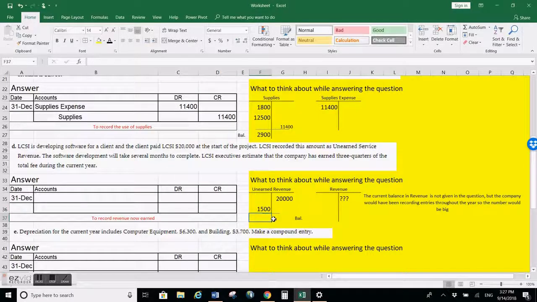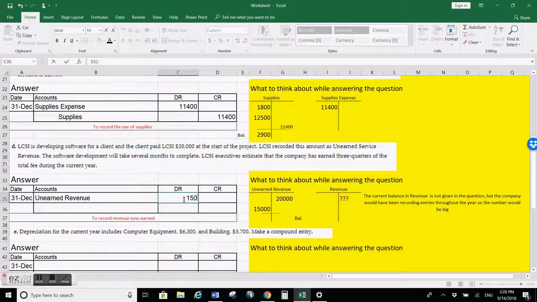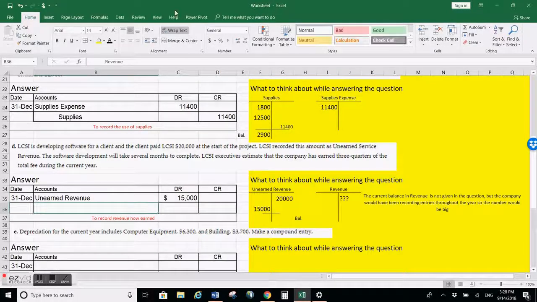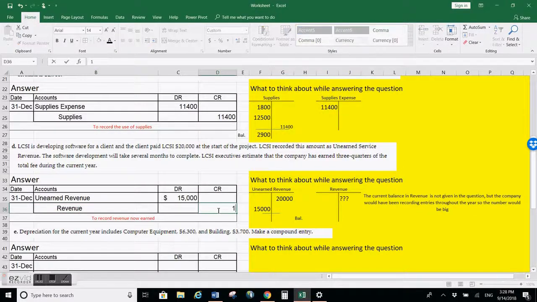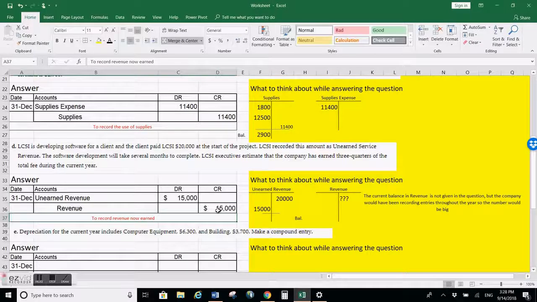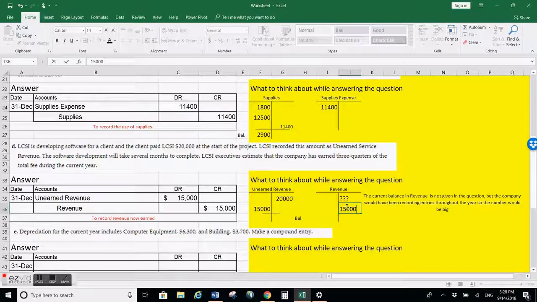That gives us $15,000. So we're going to want to debit $15,000 out of unearned revenue because we've earned it. And then our credit is to our revenue account because that's how much we've actually earned: the value of goods or services provided to our customers.